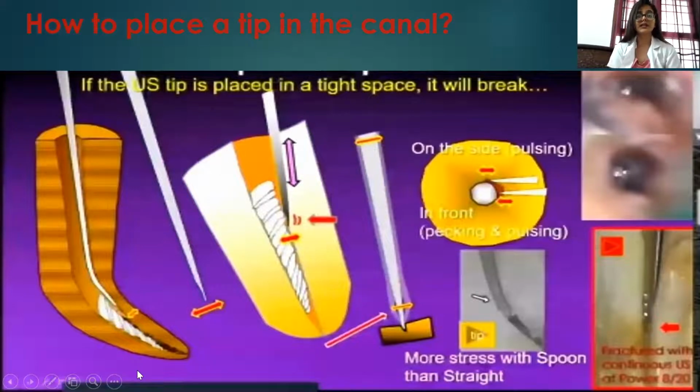How to place a tip in the canal? If the ultrasonic tip is placed in a tight space, it will break.